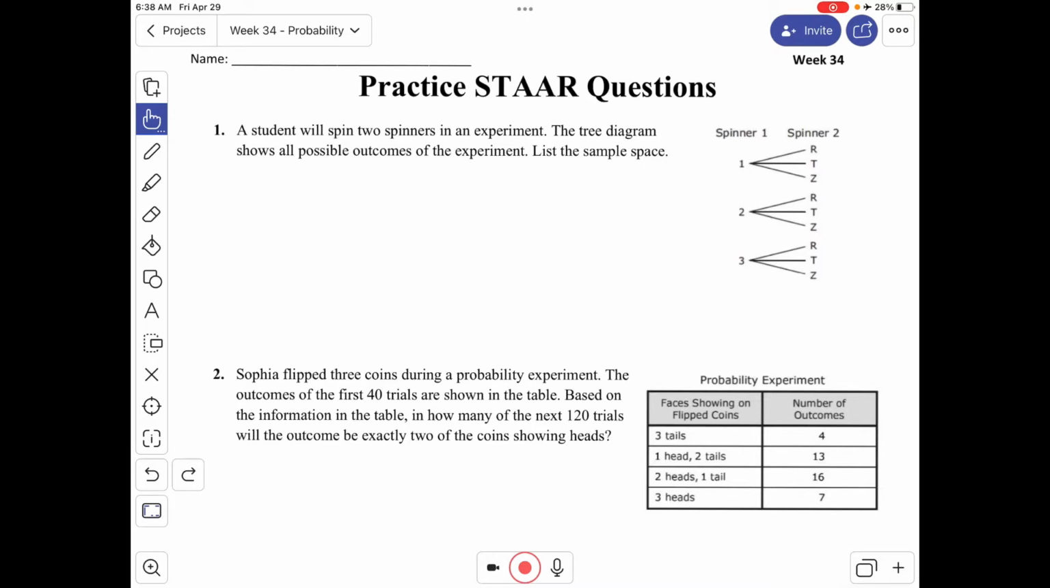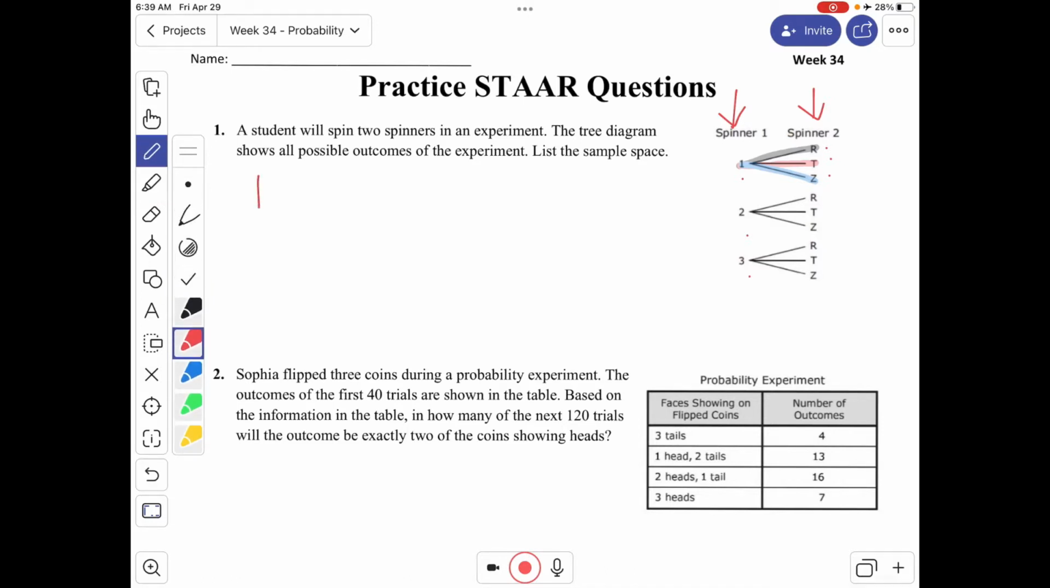The tree diagram shows all possible outcomes of the experiment. List the sample spaces. Well, this says that we're going to spin a spinner that has 1, 2, and 3. And then we're going to spin a spinner that has R, T, Z. So I could get 1 and then R, 1 and T, or I could get 1 and Z. So I just need to make a list of all the possibilities.